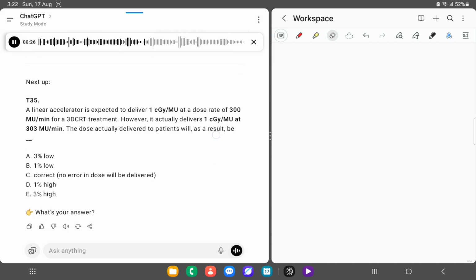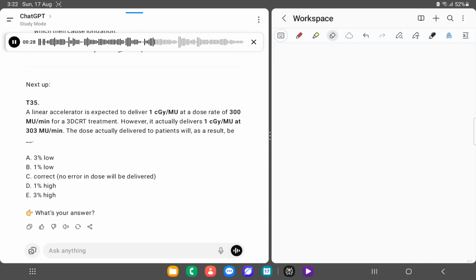Next up, T35. A linear accelerator is expected to deliver 1 cGy per MU at a dose rate of 300 MU per minute for a 3D CRT treatment. However, it actually delivers 1 cGy per MU at 303 MU per minute. The dose actually delivered to patients will, as a result, be: A, 3% low. B, 1% low. C, correct, no error in dose will be delivered. D, 1% high. E, 3% high. What's your answer?